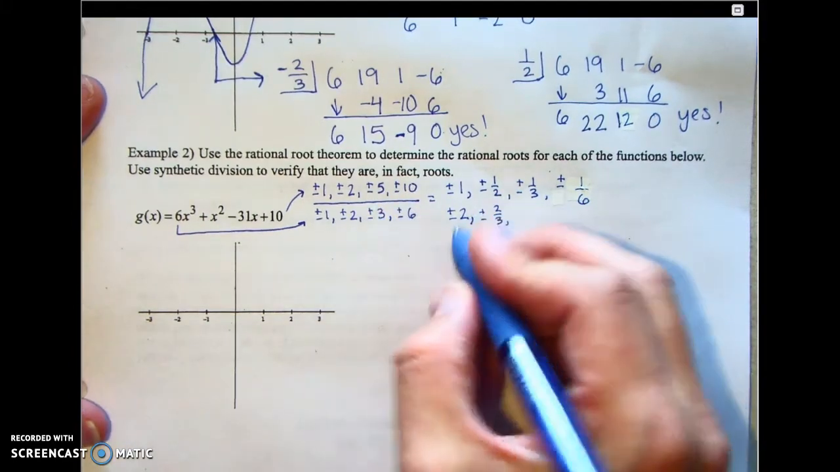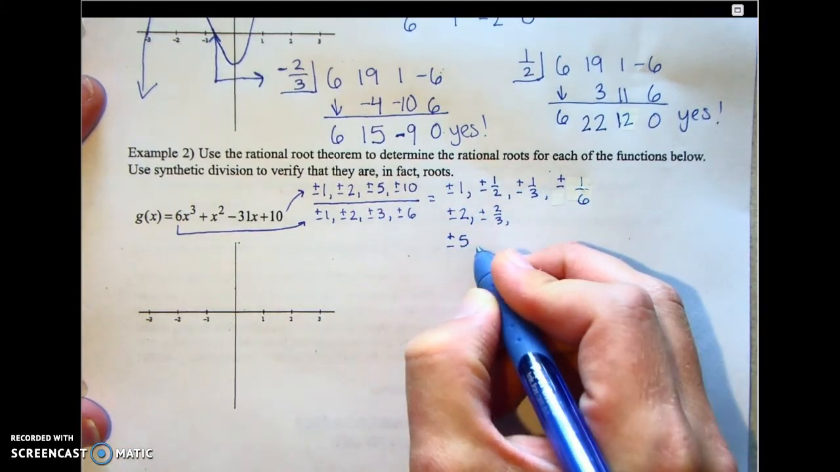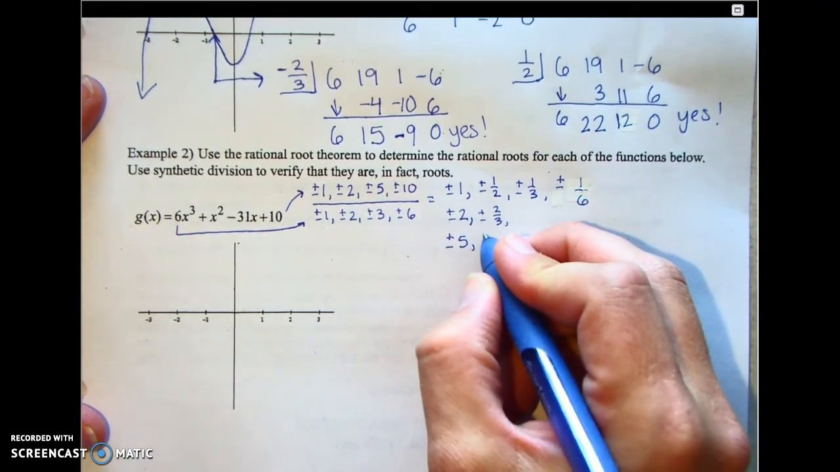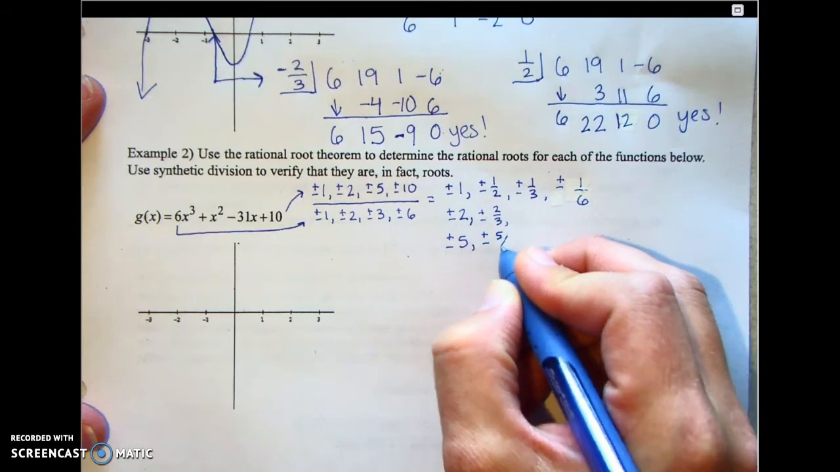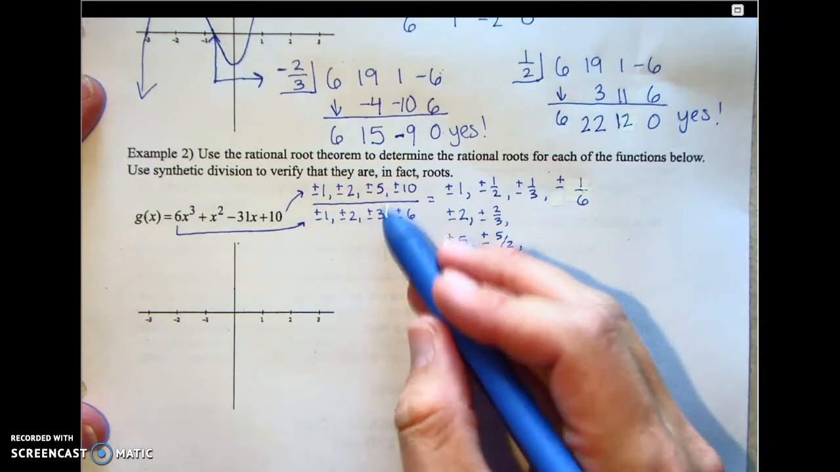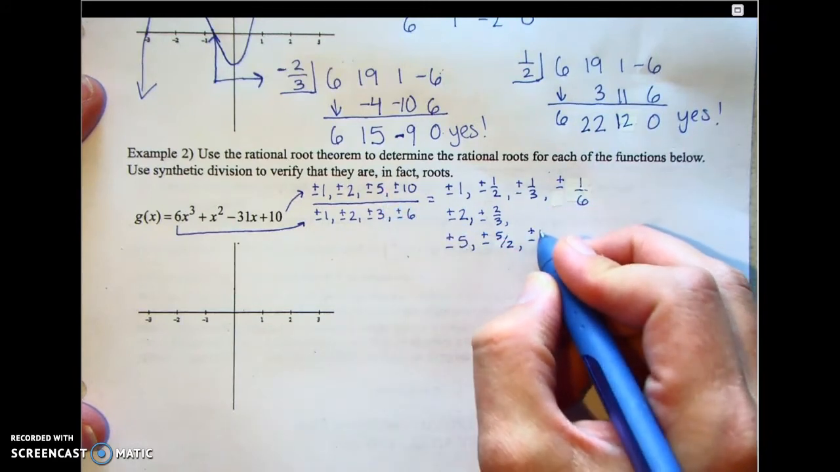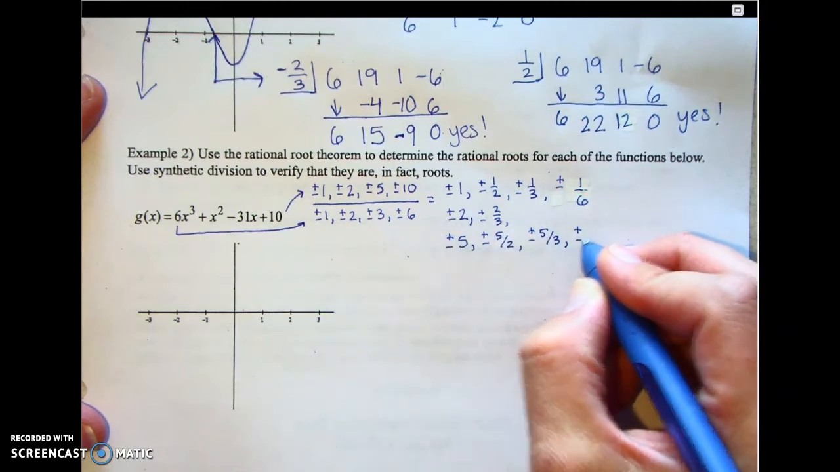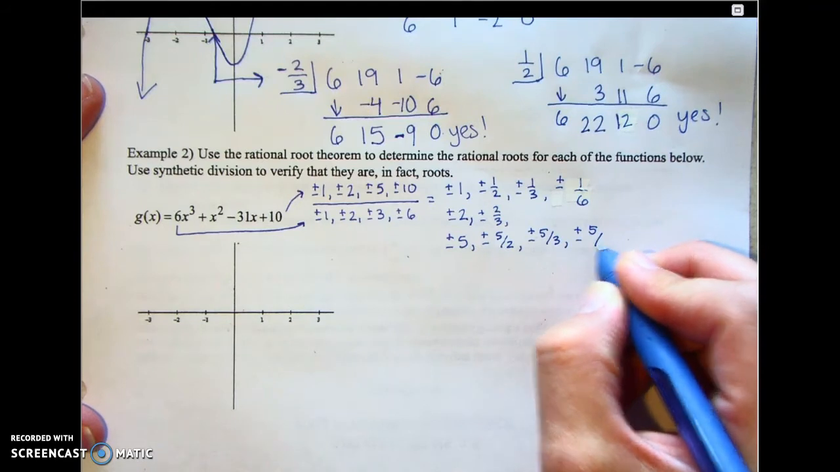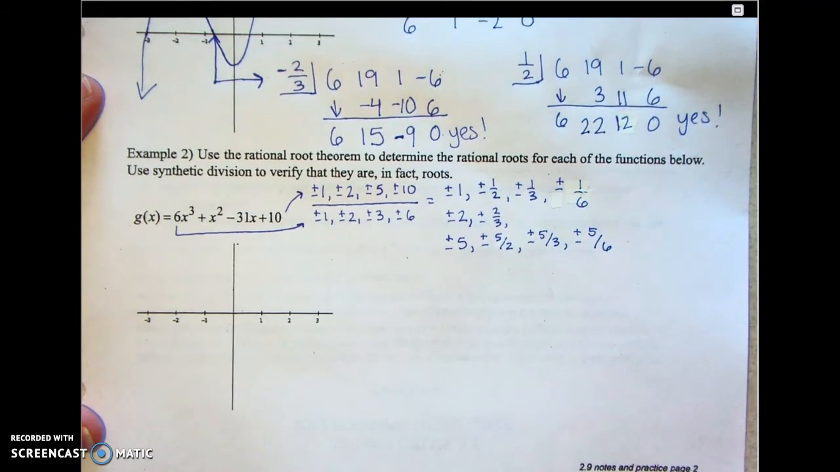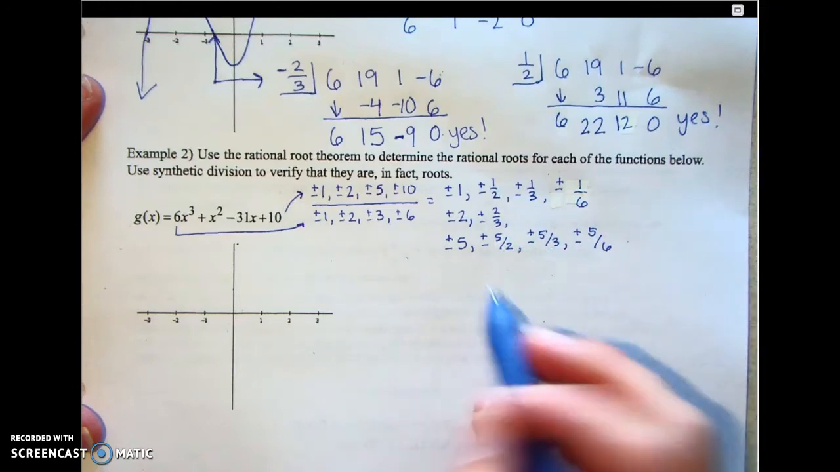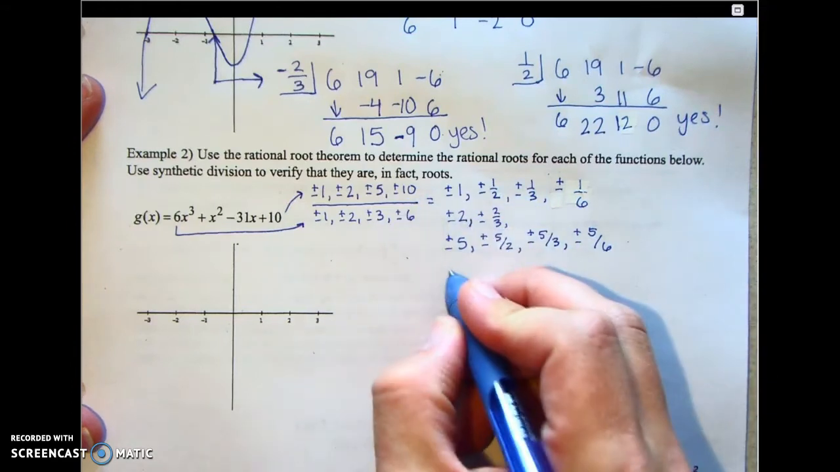Okay, let's do 5s. Ready? Plus or minus 5 over 1. Then we have 5 over 2. We haven't seen that yet. We have 5/3. We haven't seen that. And then 5 over 6. So those are all new. No repeats there. Do you do your fractions like that or do you do them like that? It doesn't matter.